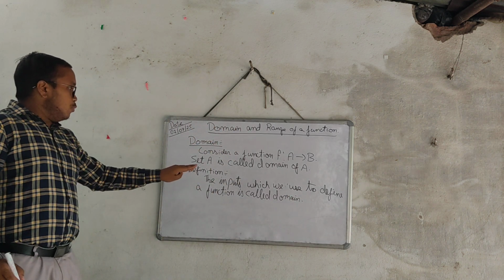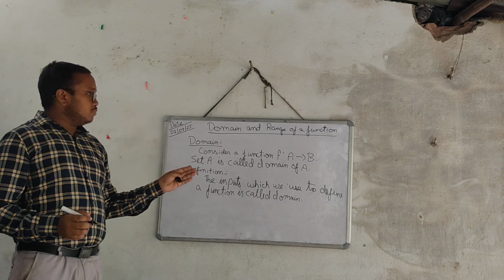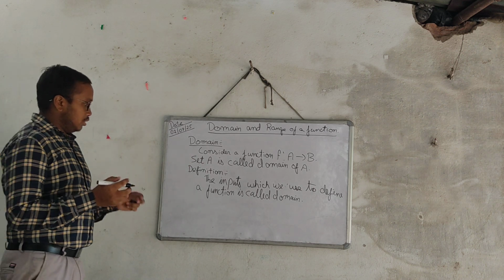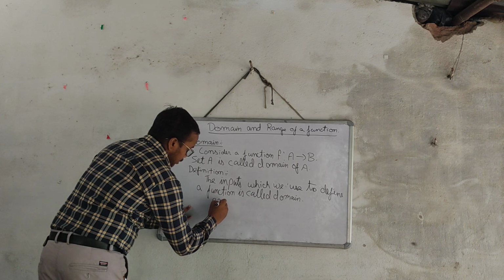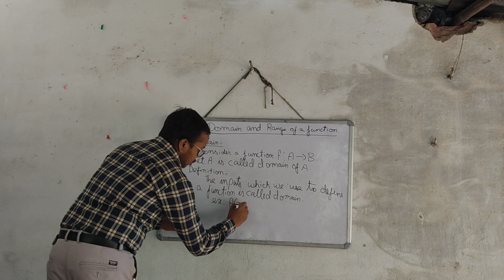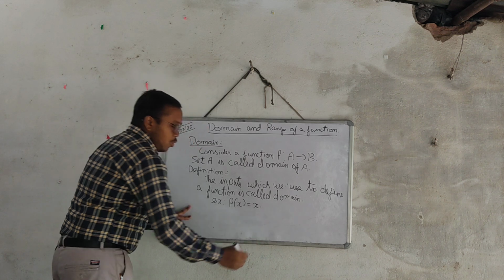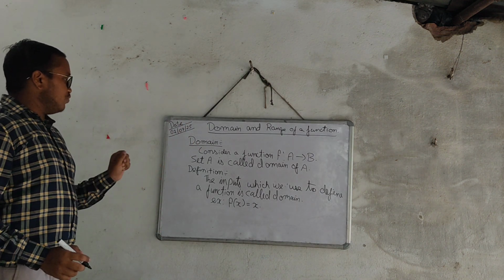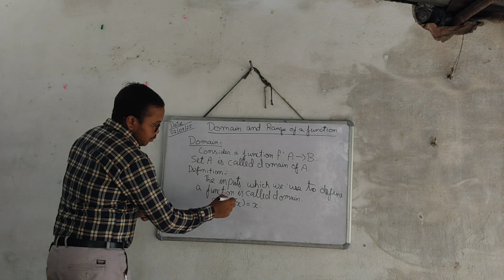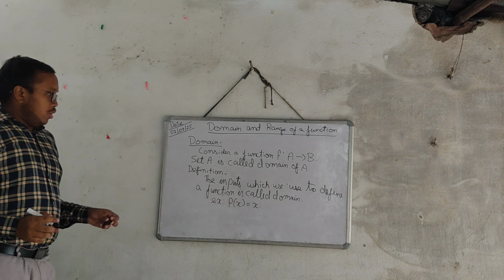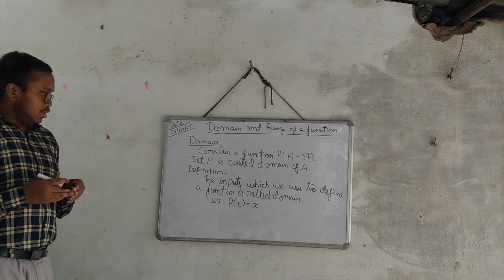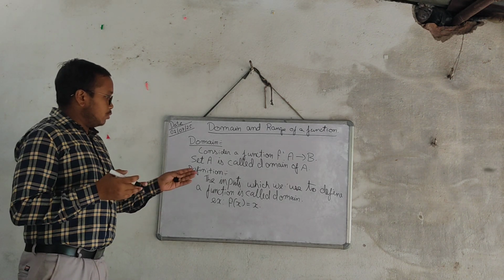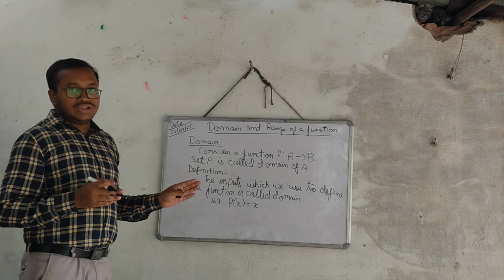Here, inputs which we give to a function must be given in such a way that it defines the function well. For example, take a function f(x) = x. Here, to find the domain of this function, we'll see that whatever value of x we put here, it will define the function. It will not make the function undefined.